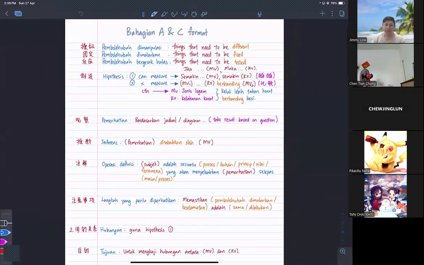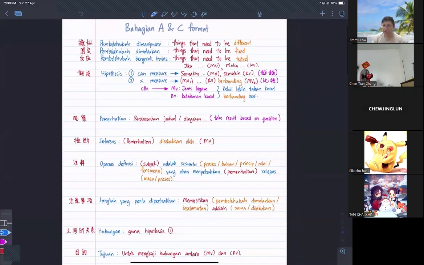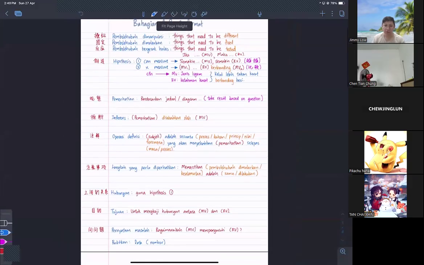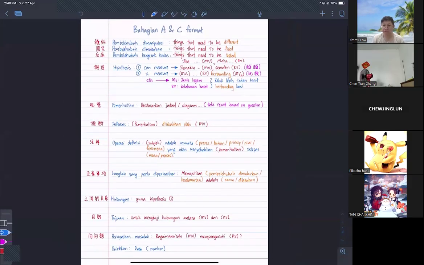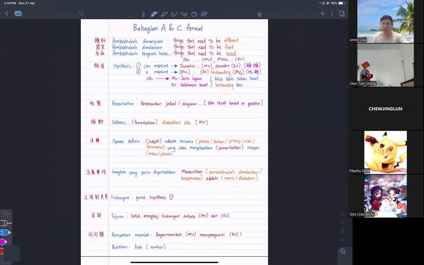Okay, so if you don't have this format, I can spend some time. You can just screenshot this. For BM, I'll show you English later.